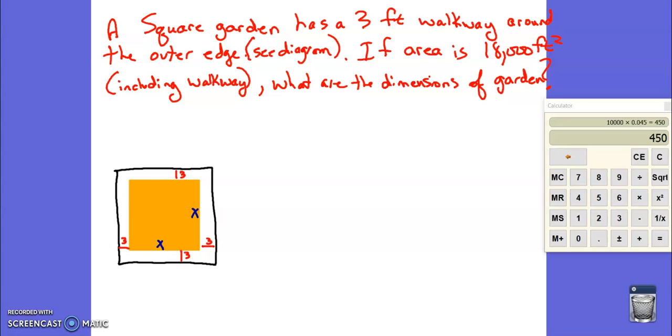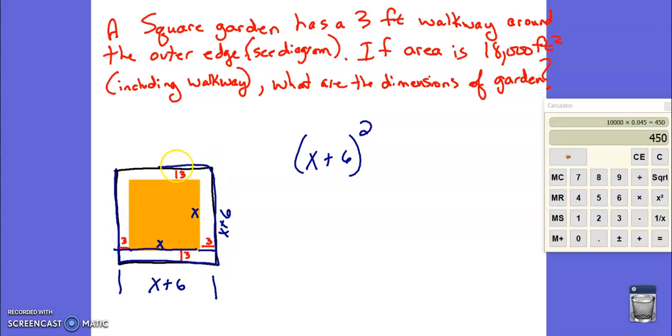garden is x squared. But notice the distance from here to here is actually x plus 6, because you have the x, whatever that dimension is, and then you have 3 more feet and 3 more feet, so x plus 6. And of course, this side over here is x plus 6. So we're going to take x plus 6 times x plus 6 and multiply those together, and that will give us the area of the entire object, because we know that equals 18,000.